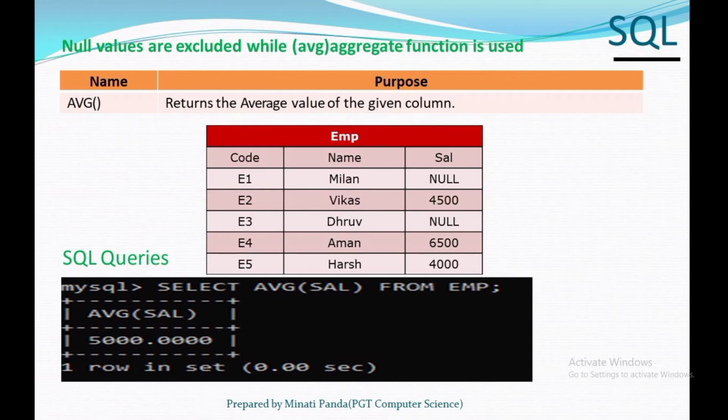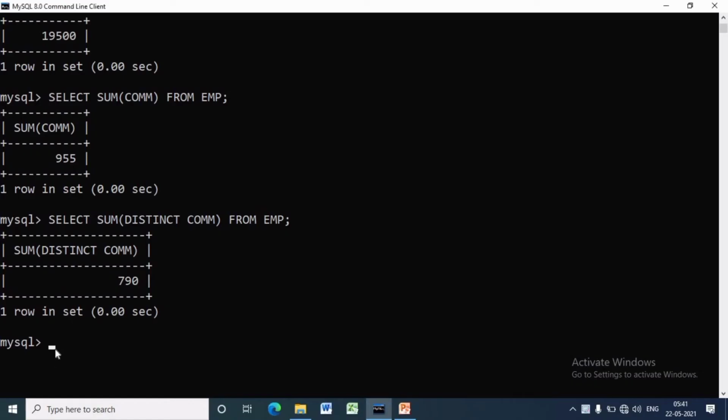Now we'll discuss the AVG function, which is used to calculate the average value of the given column. While calculating the average of a given column, null values are excluded. Here there are two null values. These two values are excluded. Only three values are added and it will be divided by 3. As the sum of three values is 15,000, the average will be 5,000.